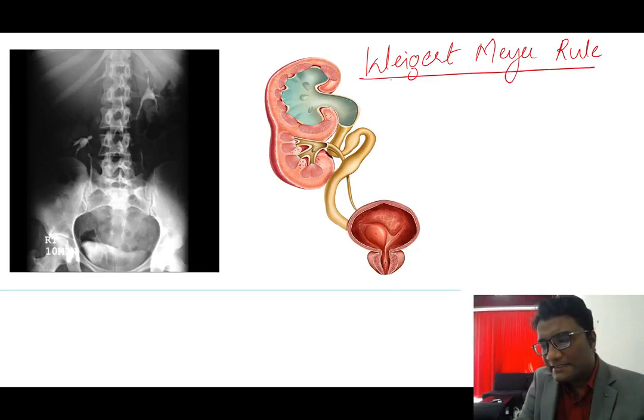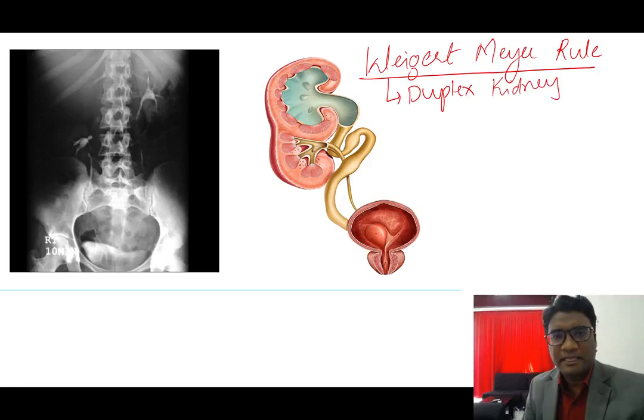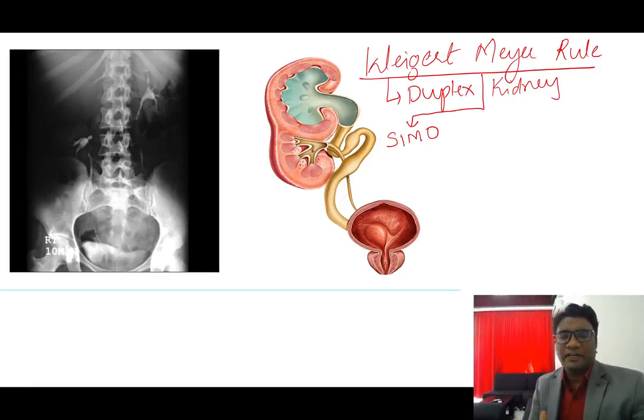Weigert-Meyer rule is seen in duplex kidney. The first thing I want you to understand about this rule is that it is seen with duplex kidney or duplication system. Okay, duplication system. And what does this rule say? Remember the Weigert-Meyer rule as SIMO, S-I-M-O, SIMO. So try to memorize this. Okay, so the Weigert-Meyer rule is SIMO.